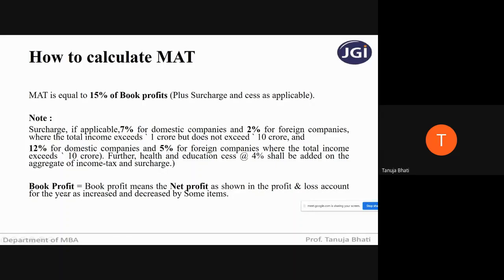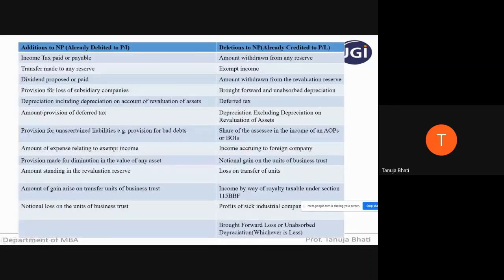So how to calculate this book profit? Book profit is nothing but the net profit as shown in the P&L account, as increased and decreased by some items. Towards my left hand side, we have items that have to be added to the net profit, and towards the right hand side, we have the items that have to be deleted or reduced from the net profit. The major items to add back are income tax paid or payable, any transfer to any reserve, proposed dividend, provision for loss of subsidiary company, depreciation, very, very important, including the depreciation on account of revaluation of assets, provision for unascertained liability, and so on.